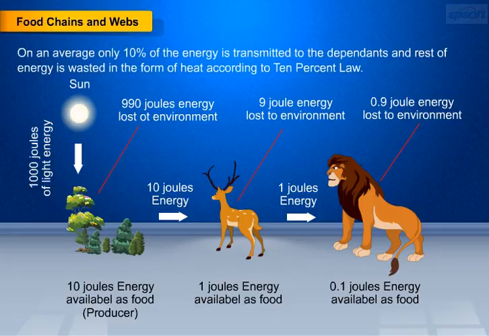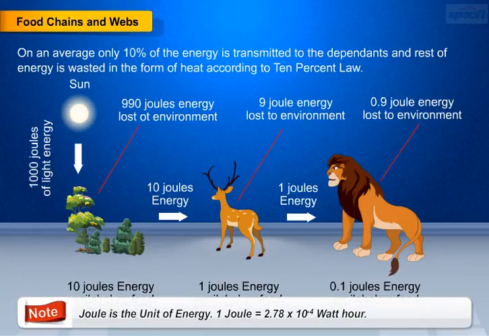It means, on an average, only 10% of the energy is transmitted to the dependents, and the rest of the energy is wasted in the form of heat. The diagram shows the loss of energy in food chain. Here note that joule is the unit of energy, and 1 joule is equal to 2.78 multiplied by 10 to the power of -4 watt per hour.